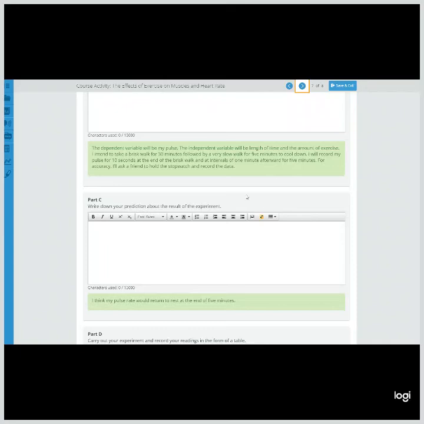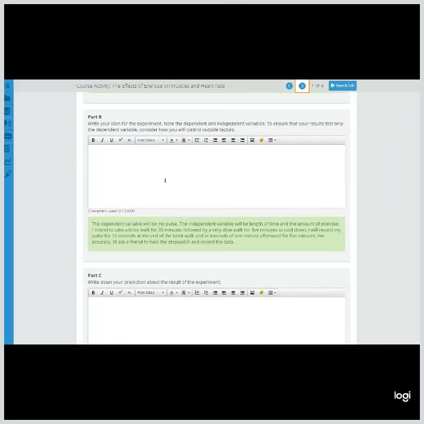You may not have a friend, so you're going to have to explain how you're going to test your dependent variable and what you're going to do. The main thing is we're trying to see the reflection on how to eliminate or control most of the other factors.